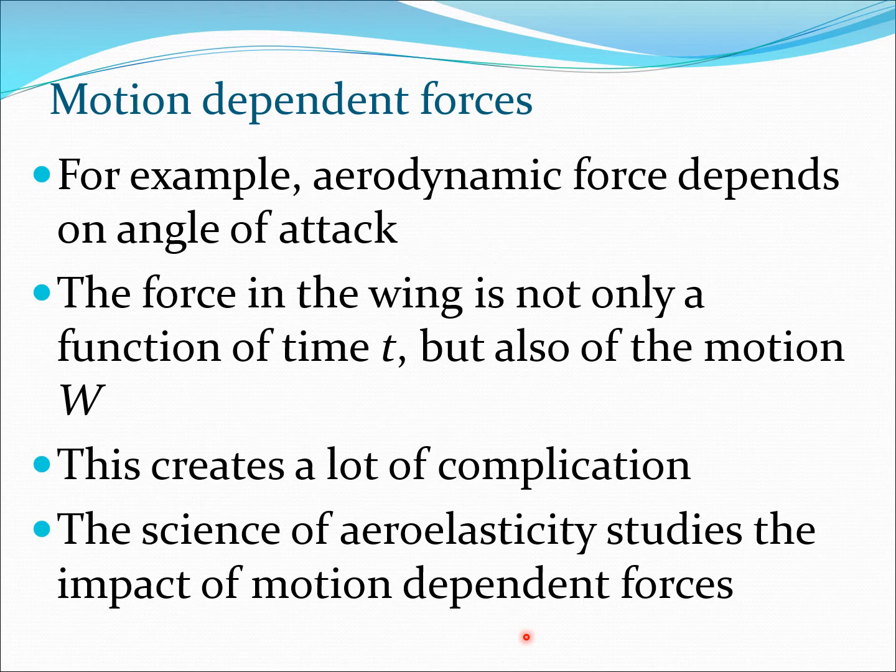So for example, you could consider that whenever the blade goes through some kind of torsional motion, that would essentially change the angle the blade sees with respect to the air, and therefore the lift, drag, and pitching moment would change. So you would essentially get a motion dependent force here. Now the force in the wing is not only a function of time t but also a function of the motion w. So this creates a lot of complication as you can expect, and we will see that in the mathematics because the right hand side is a function of variables in the left hand side.